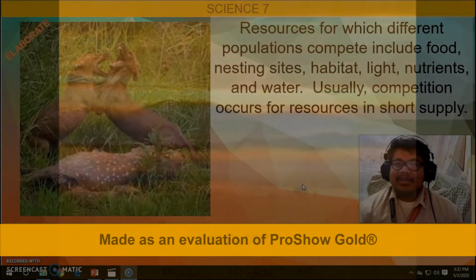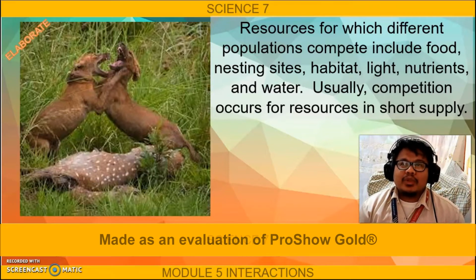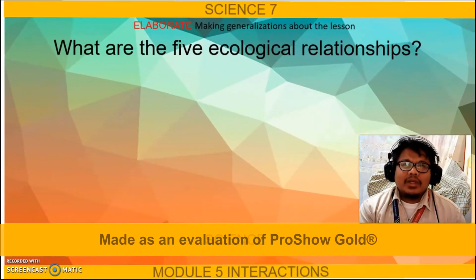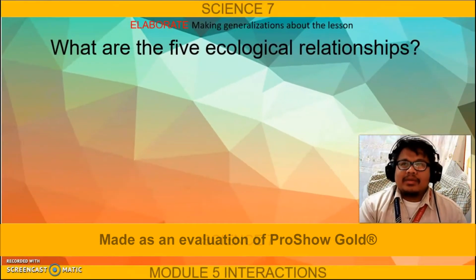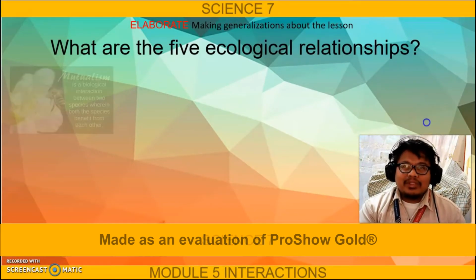What a very nice video presentation. Resources for which different populations compete include food, nesting sites, habitat, light, nutrients, and water. Usually, competition occurs for resources in short supply. So let us review the 5 ecological relationships.